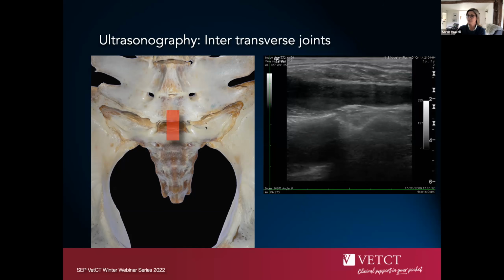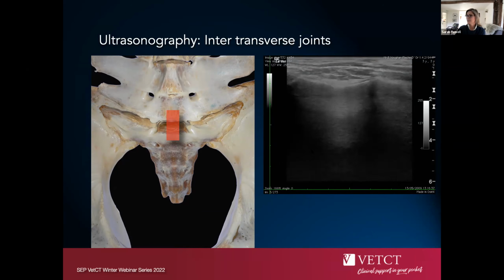The intertransverse joints are the two joints, again, between the lateral transverse processes of the 6th lumbar vertebrae and the wing of the sacrum. These joints are part of the lumbosacral junction, so we should make sure that we look at them, don't just focus too much on the lumbosacral disc space.